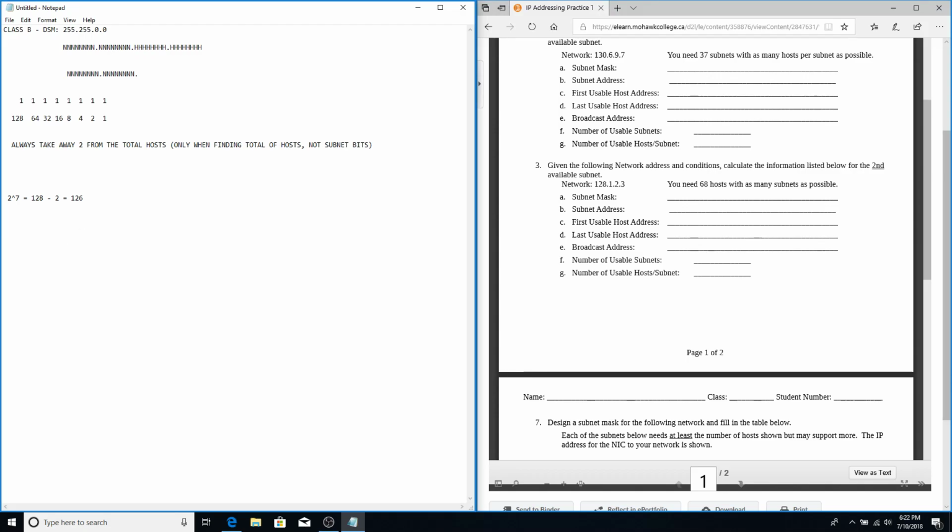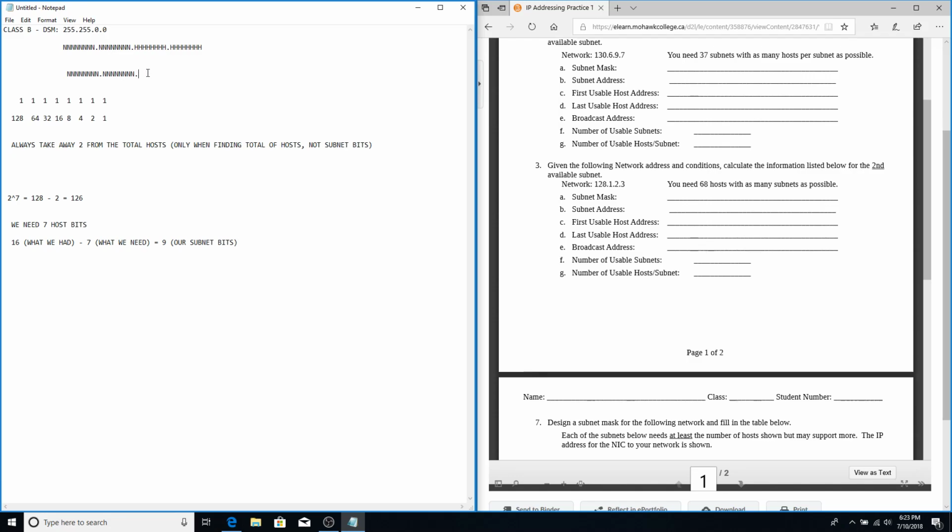So we need 7 host bits. And remember, we had 16. So now we've gone from 16 to only needing 7. If we need 7 host bits, all we have to do is say 16, which is what we originally had, and take away 7, because that's what we need. I'll write that down. What we had, what we need, and that's going to leave us with 9. And that's going to be our subnet bits.